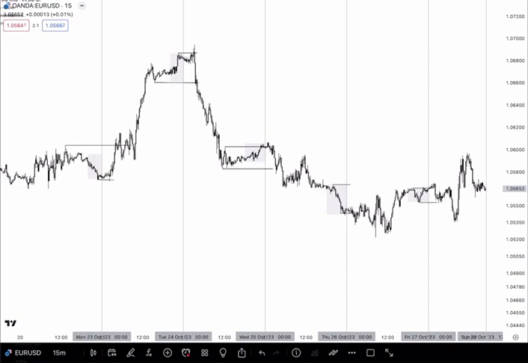Blending the Asian range theory with a higher time frame bias will allow you to make a lot fewer mistakes than simply blindly taking the Asian range model.